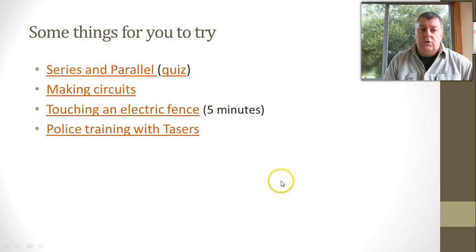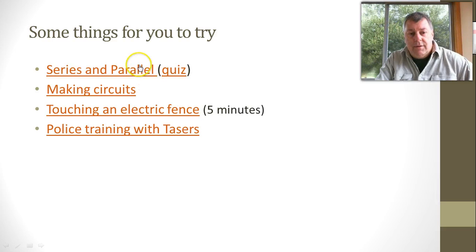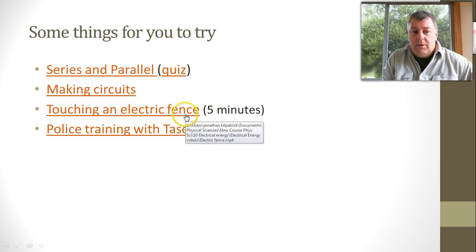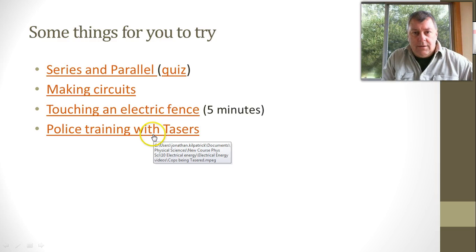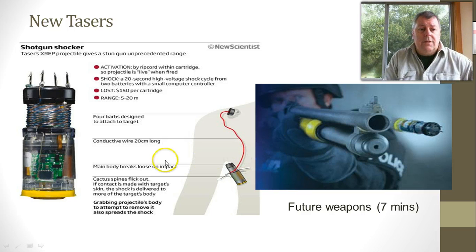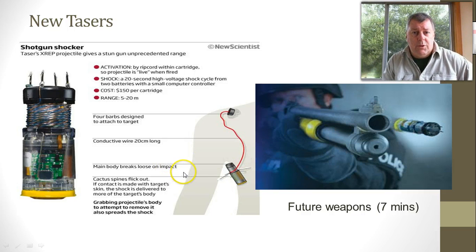Some other things for you to do. There's going to be a little Java thing on the OneNote for you to do, how to make circuits, another Java thing. There'll be a video on touching an electric fence, and there'll also be a video on police using what are called tasers. Most of us should have heard what tasers are. Tasers are things that are designed to shock people, so it's supposed to be a non-lethal weapon. You fire it at someone and it makes them convulse because it puts electric current through them.